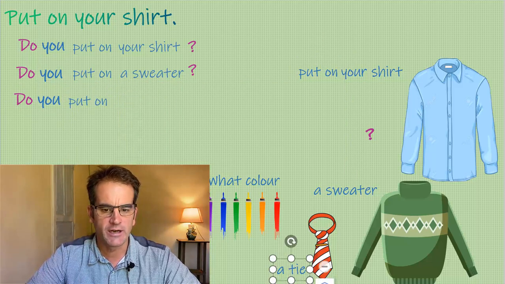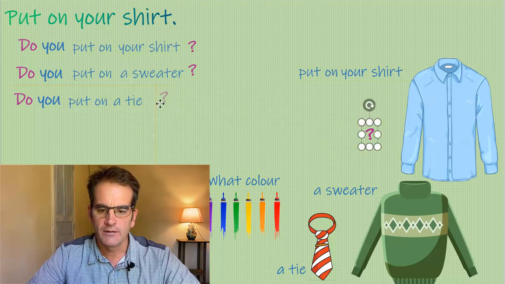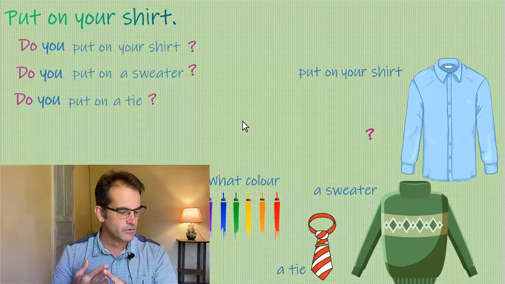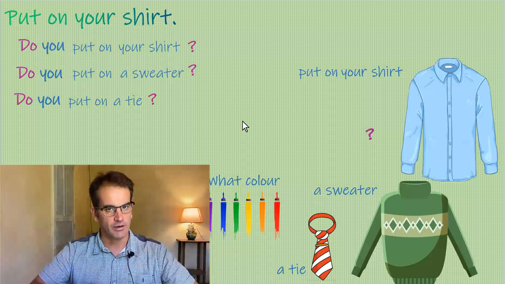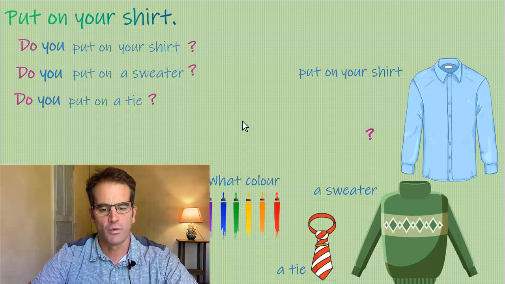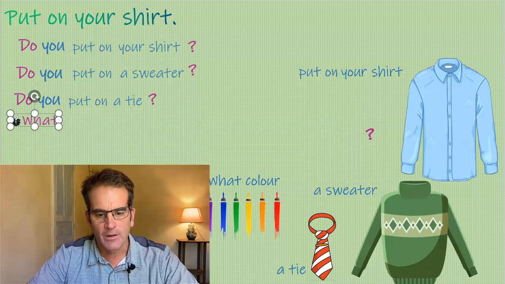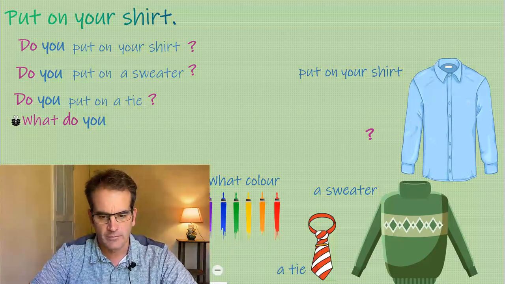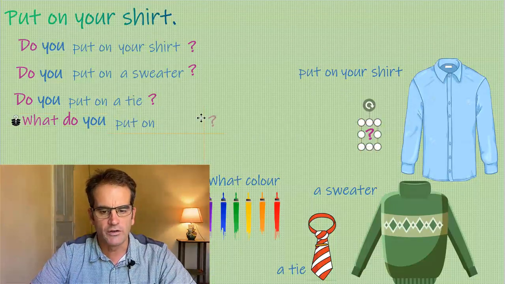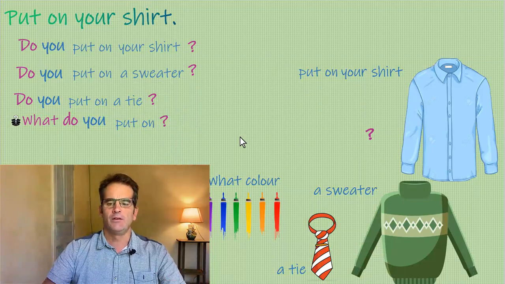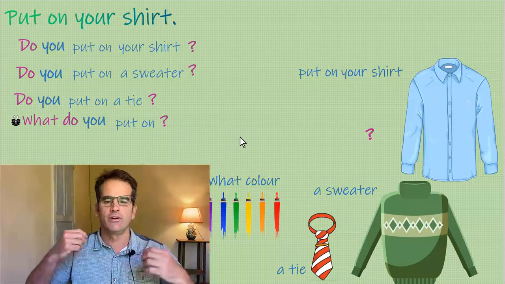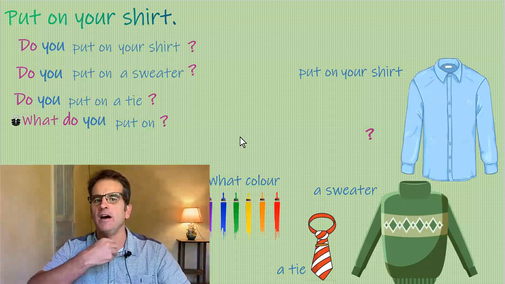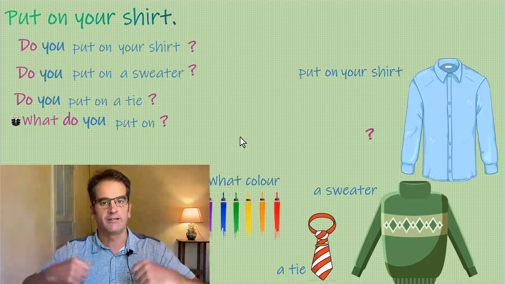Do you put on a tie? Well, no. You don't put on a sweater and you don't put on a tie. You put on a shirt. So what do you put on? Do you put on a sweater? A tie? A shirt? You don't put on a sweater, you don't put on a tie, and, well, you put on a shirt.